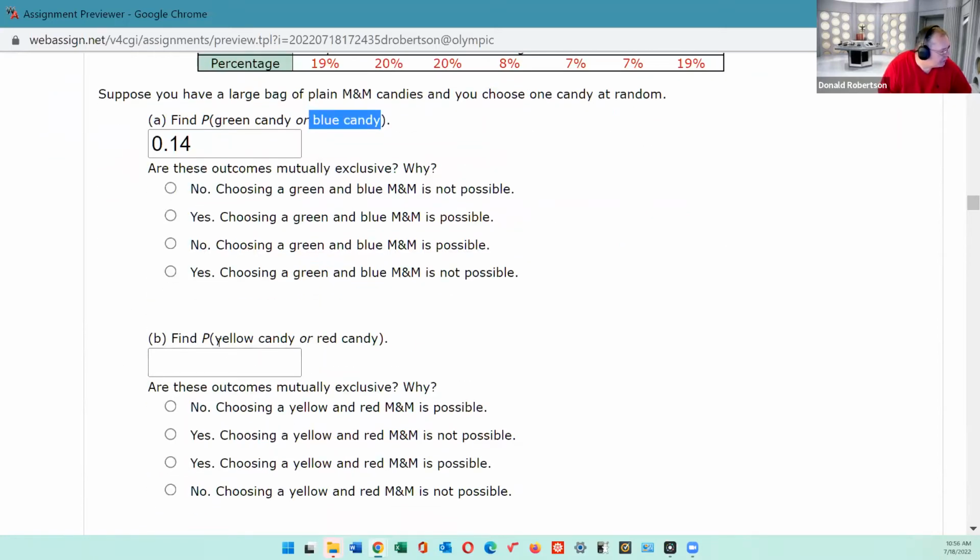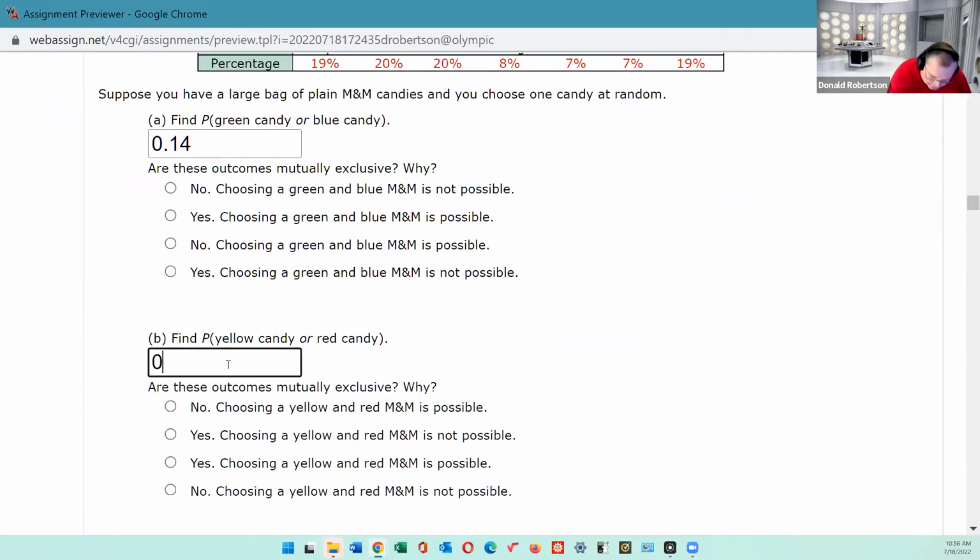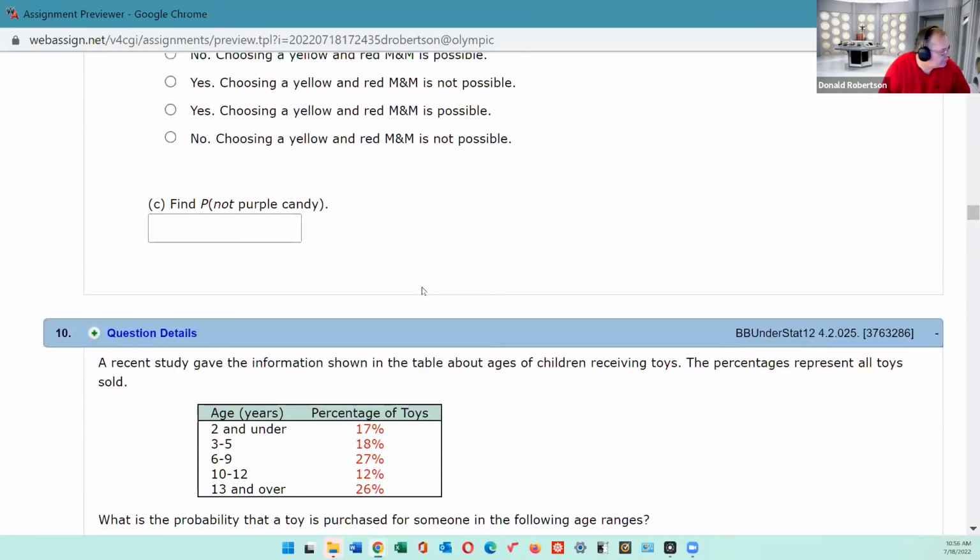Now, what's the chances you get a yellow or a red? There's yellow, there's red. I make that 40%. I'm going to put in 0.4. And are they mutually exclusive?